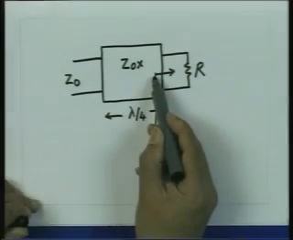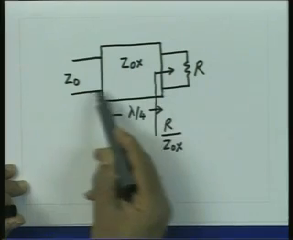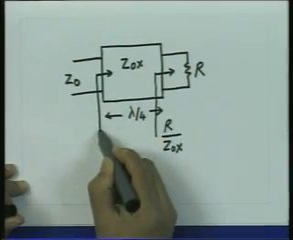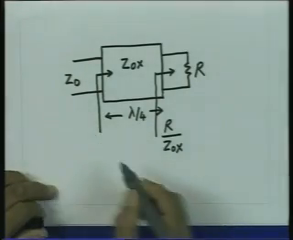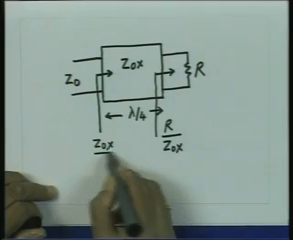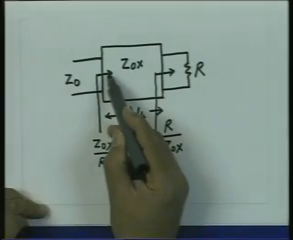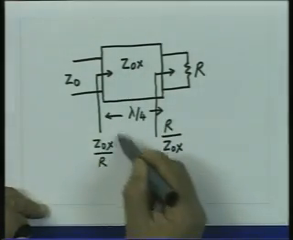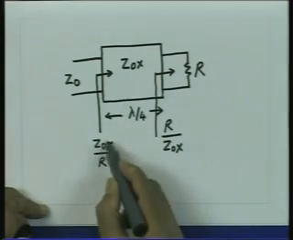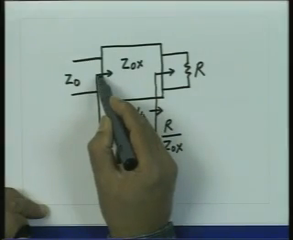This is the normalized impedance which you will see here. This normalized impedance inverts itself after a distance of lambda by 4. So, if I see the impedance here, the normalized value of this impedance will be the inverse of this. So, it is Z0x divided by R. So, the absolute impedance which I am going to see here is obtained by multiplying this normalized impedance by the characteristic impedance of the transforming unit. So, that is Z0x multiplied by Z0x divided by R. That is the absolute impedance I am going to see at this location.